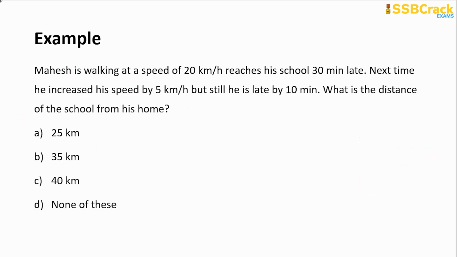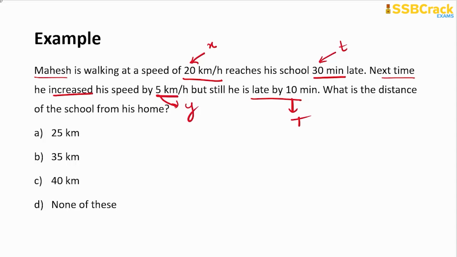The person Mahesh is walking at a speed of 20 km per hour. So that is the X reading, right? And he is getting late by 30 minutes to his school. This is the small t time. Next time he increases speed by Y kilometer per hour. This is the 5 km per hour mentioned, which is the reading for the Y variable. And he is still getting late, right? So this time is capital T.